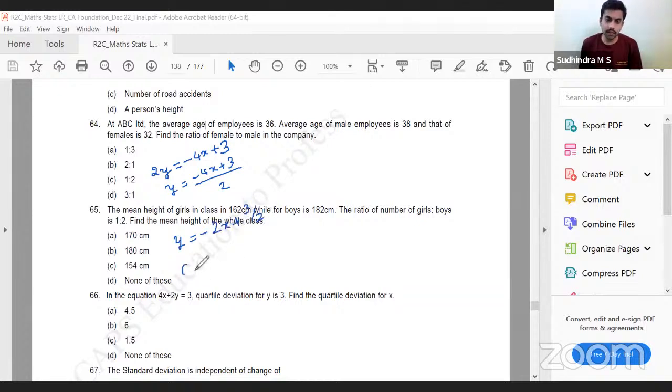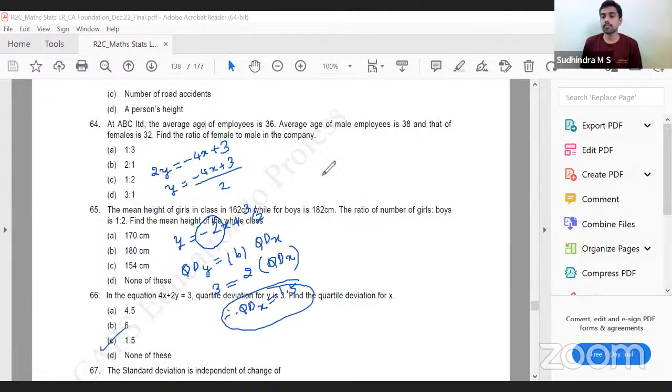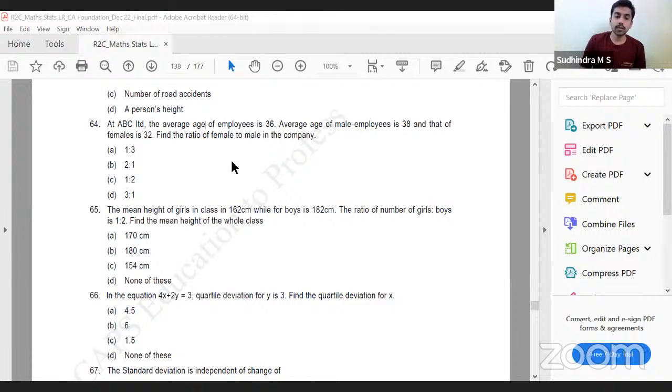Now we know quartile deviation of y is equal to modulus of b into quartile deviation of x. Quartile deviation of y is 3. Modulus of b is 2 into quartile deviation of x. Therefore, quartile deviation of x is 3 by 2, which is 1.5. Quartile deviation of x is 1.5.